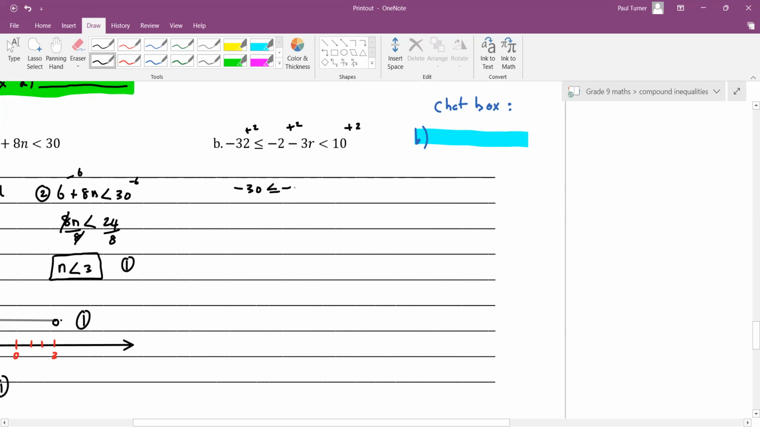less than or equal to -3r less than 12. Now you've got -3 here, and you should remember if you divide by a negative number, you'll need to change your signs. So divide by -3. I'm not sure you've seen this kind of question before. So divide by -3, but you're dividing by a negative.